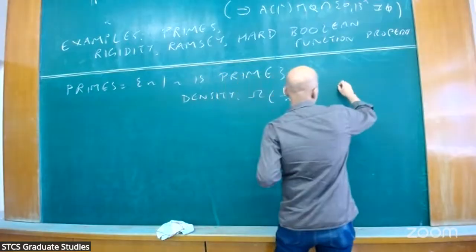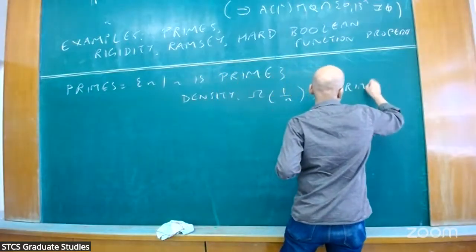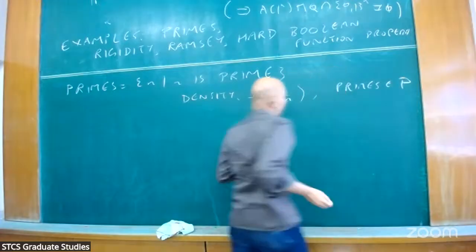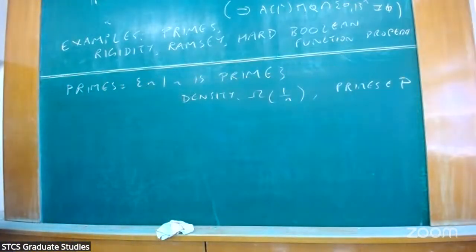And the complexity, well, by the AKS result, primes is in P, right? So there's a polynomial time property which has density that's 1 over polynomial, and so that's reasonably dense, and it's in polynomial time. Okay, now rigidity.